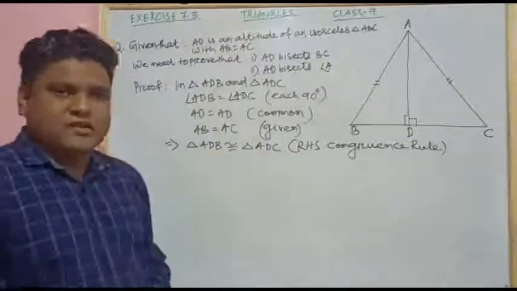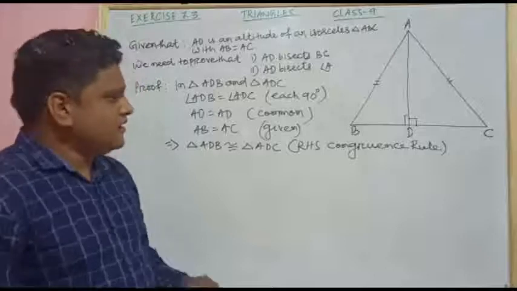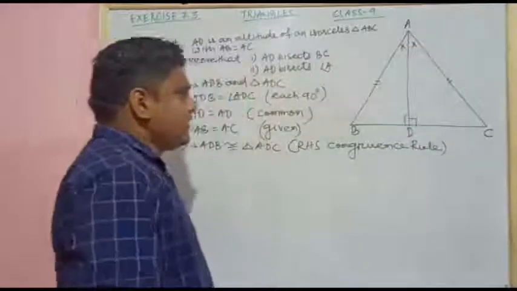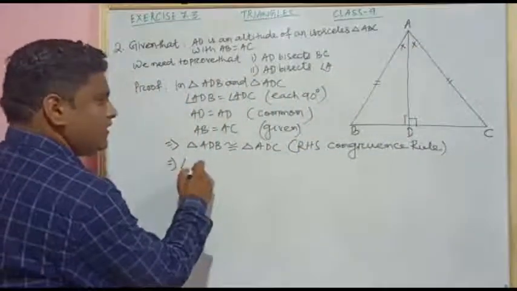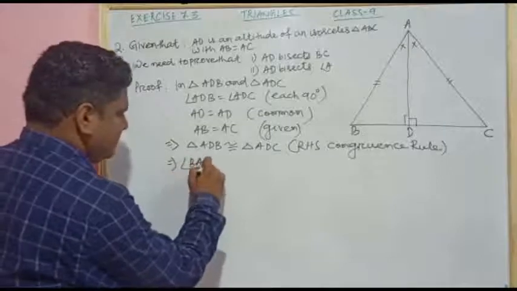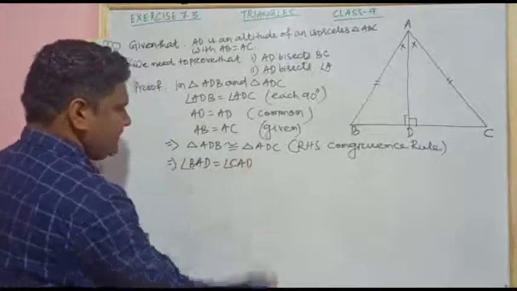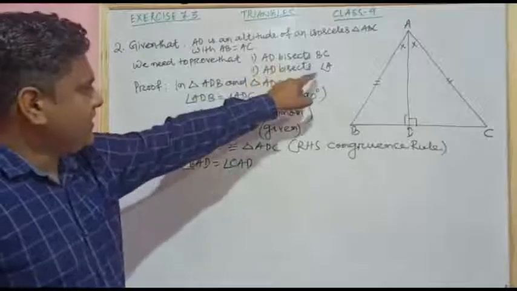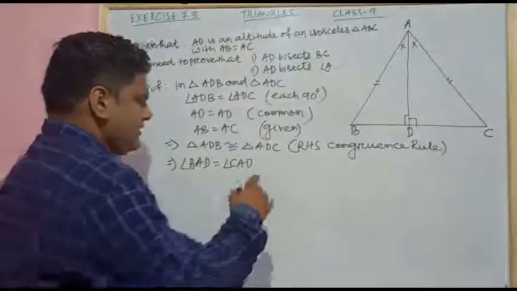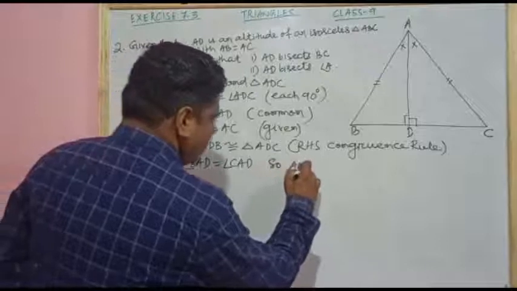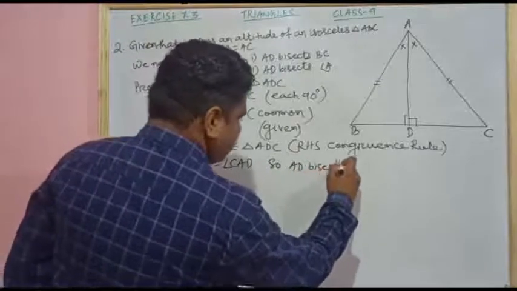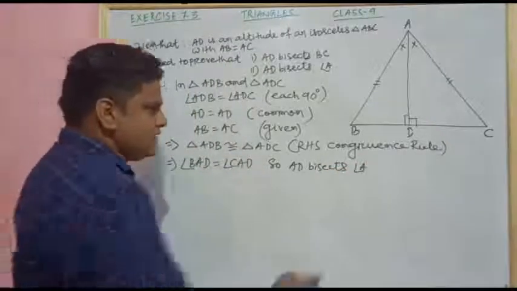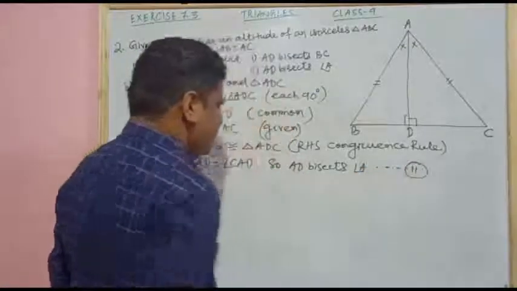If two triangles are congruent, then their corresponding parts are also equal. So these two triangles are congruent, then we can write these two angles are equal. So this implies that angle BAD is equal to angle CAD. BAD and CAD are equal. This means AD bisects angle A. This is from the corresponding parts of congruent triangles. So the second bit is proved now.